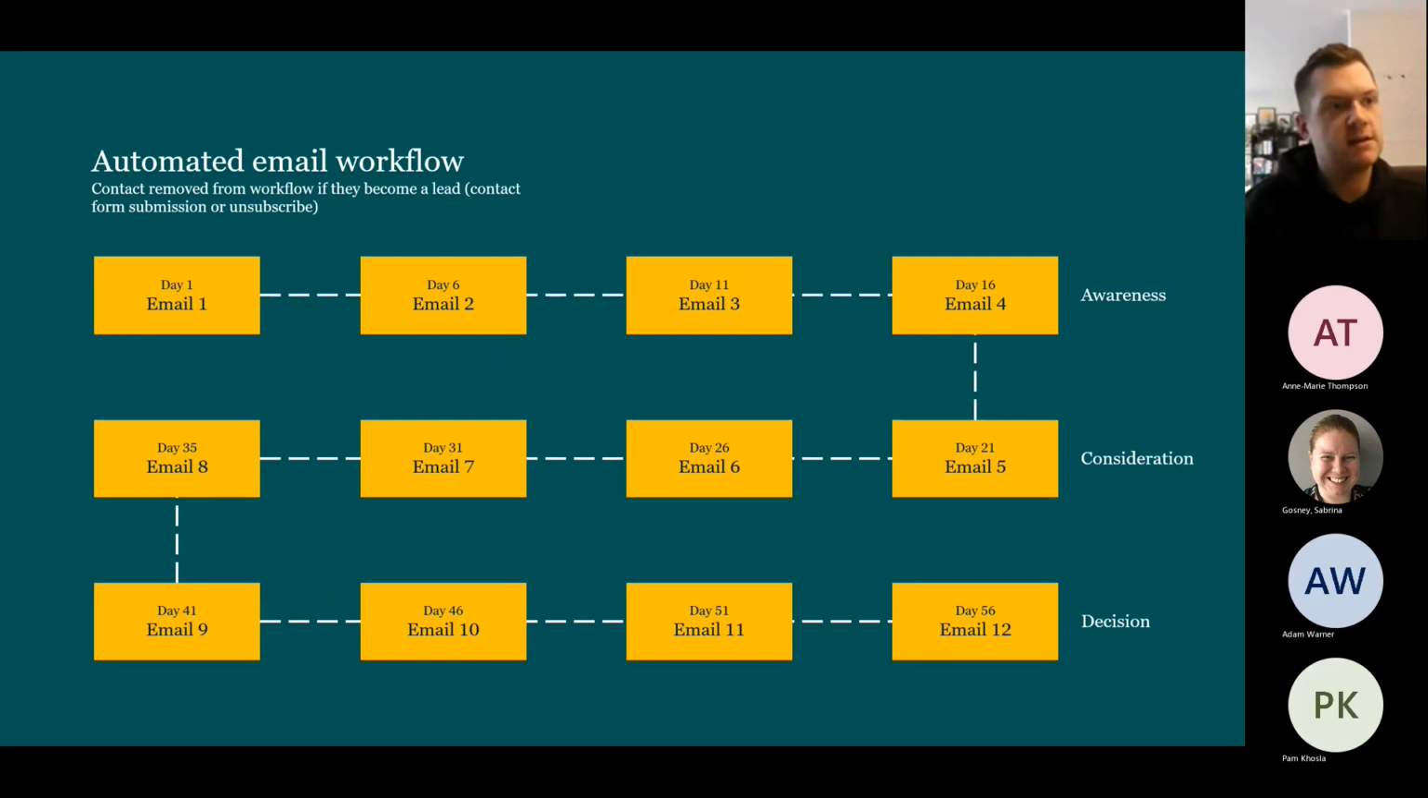We might then elevate that with some automation. So people who come through some of our lead capture, so it could be joining the mailing database, it could be downloading the ebook. We've got a 12 email workflow here where we're going to try and hit people with messaging at the various different stages. So you can see line 1 is the awareness stage, line 2 consideration, and line 3 decision. We've mapped out a workflow that takes them up to 56 days there.